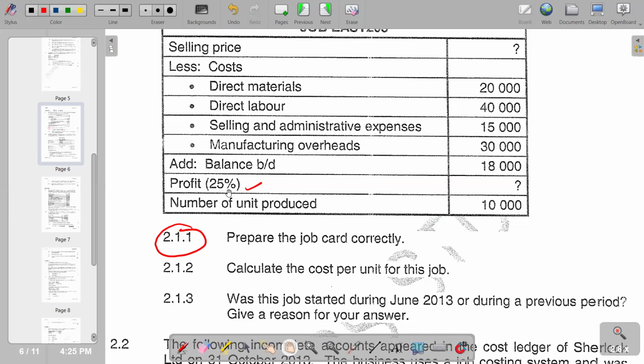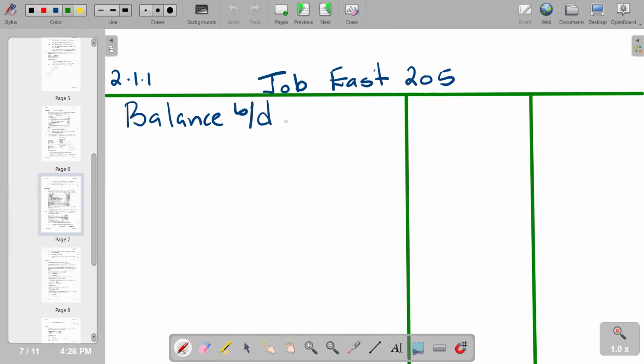According to the job card, we are starting with the balance b/d, which we are given here as 18,000. If you go to our answer section, you'll see that this is our balance b/d, and we are going to indicate it as 18,000 as stated in the question. And then we can take note that according to our layout, we can just remove this part, whereby we are left with one column.